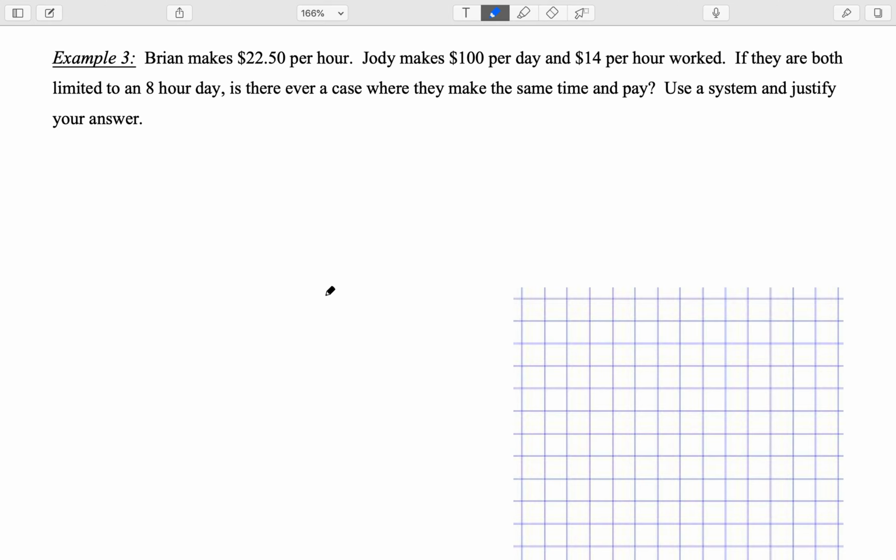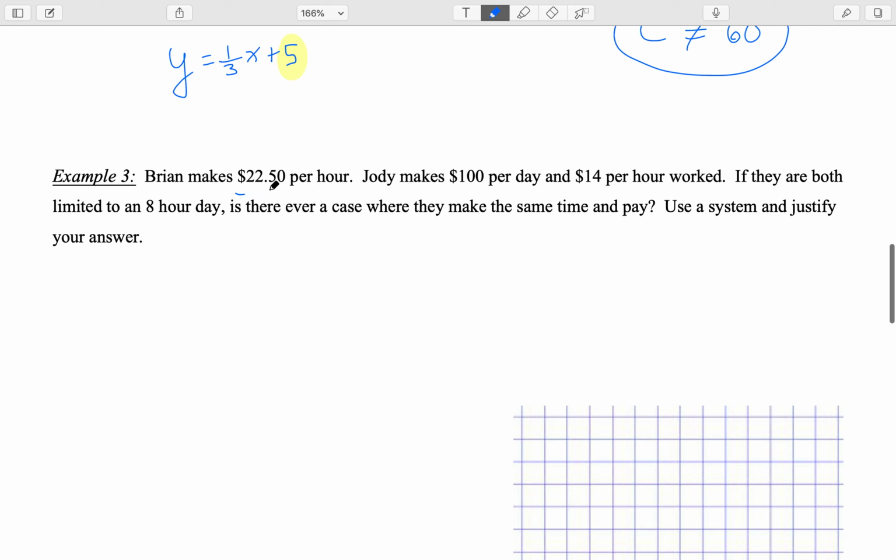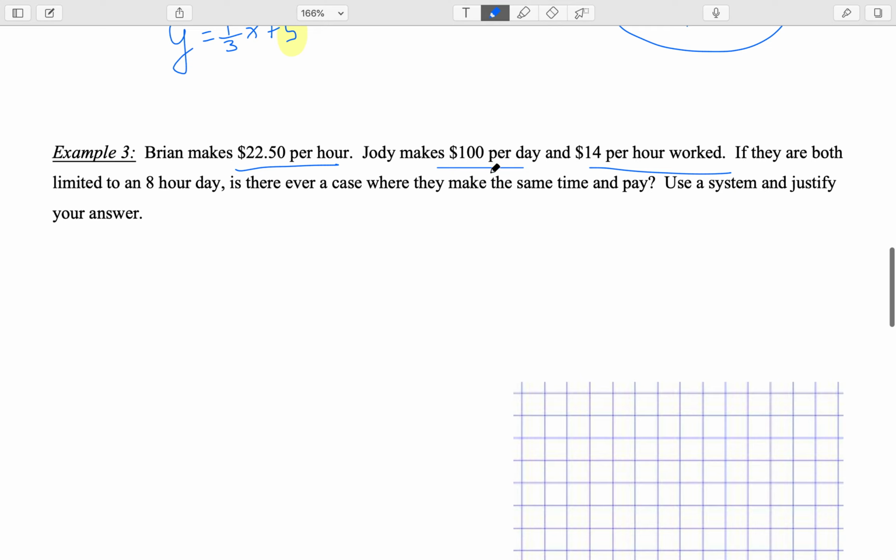Okay, let's actually do one of these as a word problem, and we'll actually graph it. It says Brian makes $22.50 an hour. Jody makes $100 every day, and she makes $14 for every hour she works. Okay, so she makes $14 plus 100. Now, if she only works for 1 hour, she makes $114. If Brian works for 1 hour, he makes $22.50, right? But at some point, they're both limited to an 8-hour day. Is there ever a case where they make the same time and the same pay?